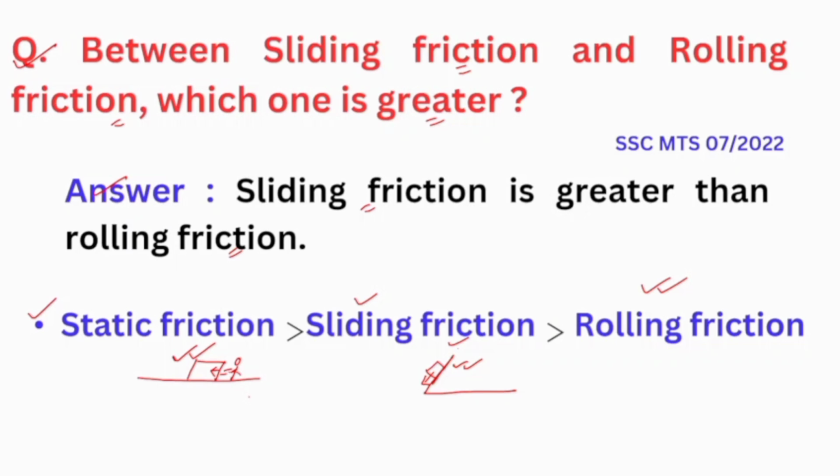And what is a rolling friction? This is a surface and there is an object which is rolling on it. And this can be defined as the friction resisting the motion when a body rolls on a surface. Okay, now we have understood that static friction is greater than sliding friction and sliding friction is greater than rolling friction, and the definitions of these three frictions. Okay, let's move on to next question.